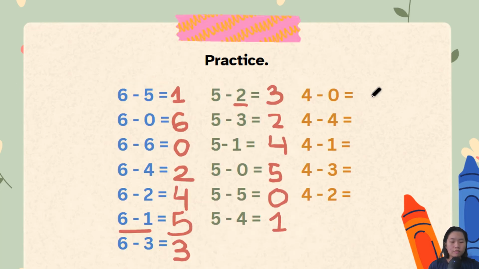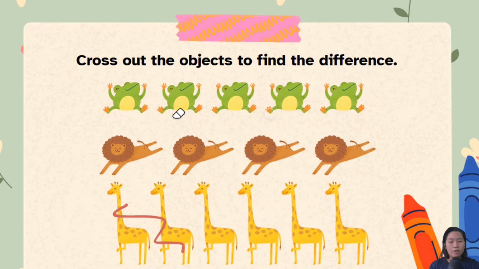Let's move on to the 4 section. 4 minus 0 is 4. 4 minus 4, the same as 5 minus 5, and 6 minus 6, it is 0. 4 minus 1, go back one number, we have 3. Now, 4 minus 3 is 1. And 4 minus 2 is, let's go back here, 4 minus 2 is 2, okay?